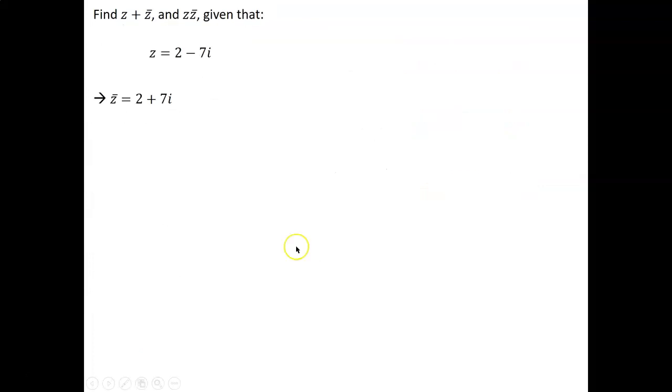Now let's have a look at some properties. I'm looking for the sum of a complex number and its conjugate and the product. So we've got z is 2 minus 7i. I need to write down what the conjugate is, so that's 2 plus 7i. Their sum, write it out properly, then collect the real terms and collect the imaginary terms. You'll see that the -7i plus 7i cancel each other out.